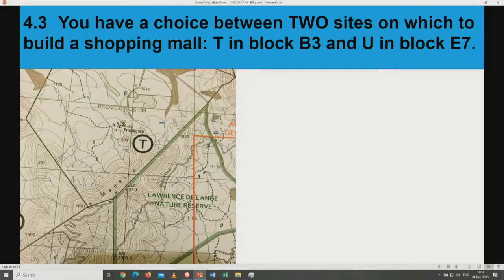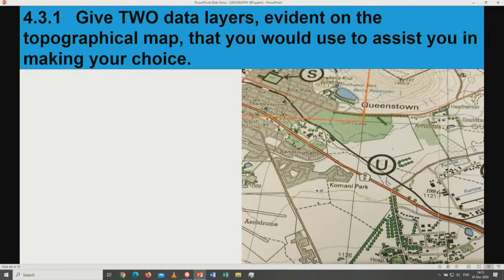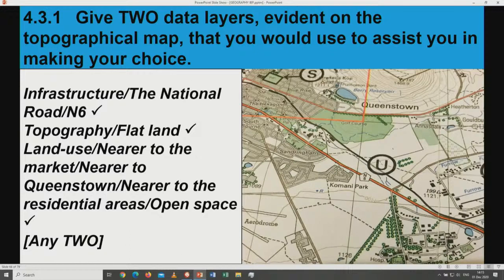Between to build a mall between this U in block E7. So it's between T and U. There is T and there is U. Which one? Look at these two places. Where will you build a mall, a shopping center, shopping mall? Where will you build it between T and U? Okay, let's make your choice now.